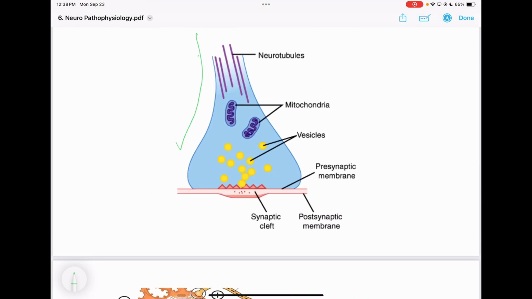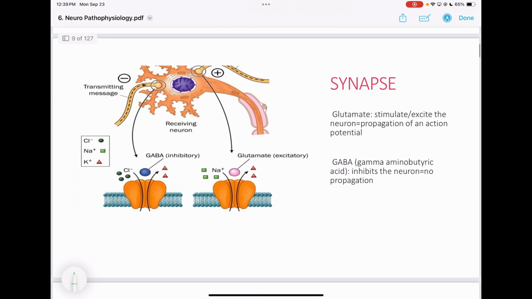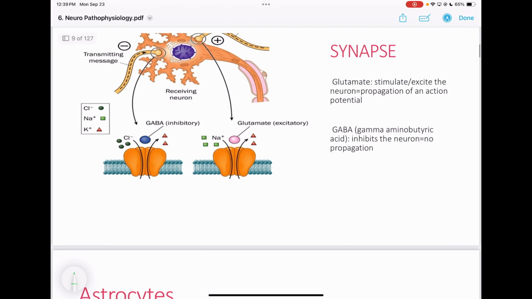Remember, here is just how it looks. Impulse comes down this direction. Here are the calcium channels all along there, and we have our vesicles to be released that has all of the neurotransmitter inside to go to the postsynaptic membrane where it has its effect. And here's just an example again with regards to our synapses, with our inhibitory and the excitatory, the glutamate. So always remember, GABA is inhibitory, glutamate is excitatory.